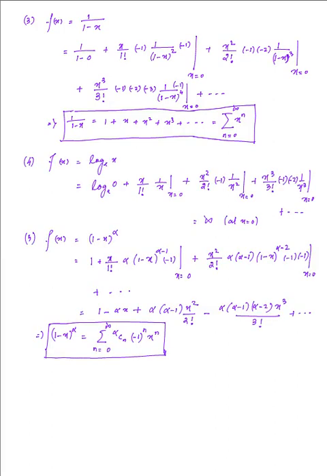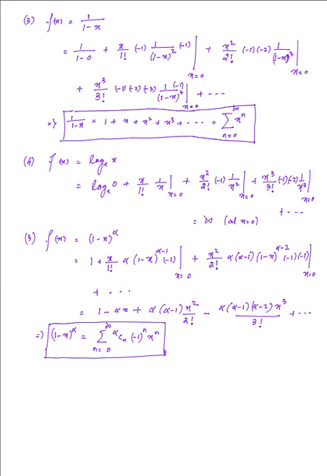A few more examples: the logarithmic case being equal to infinity for x equal to 0, as we can see over there, and also for f(x) equal to (1 minus x) raised to the power alpha, some constant value alpha. Then we have the series to be a combination, alpha choose n, times minus 1 raised to the power n, multiplied by x to the power n. So this is how we proceed with the Taylor series expansion of a few functions that we have come across.